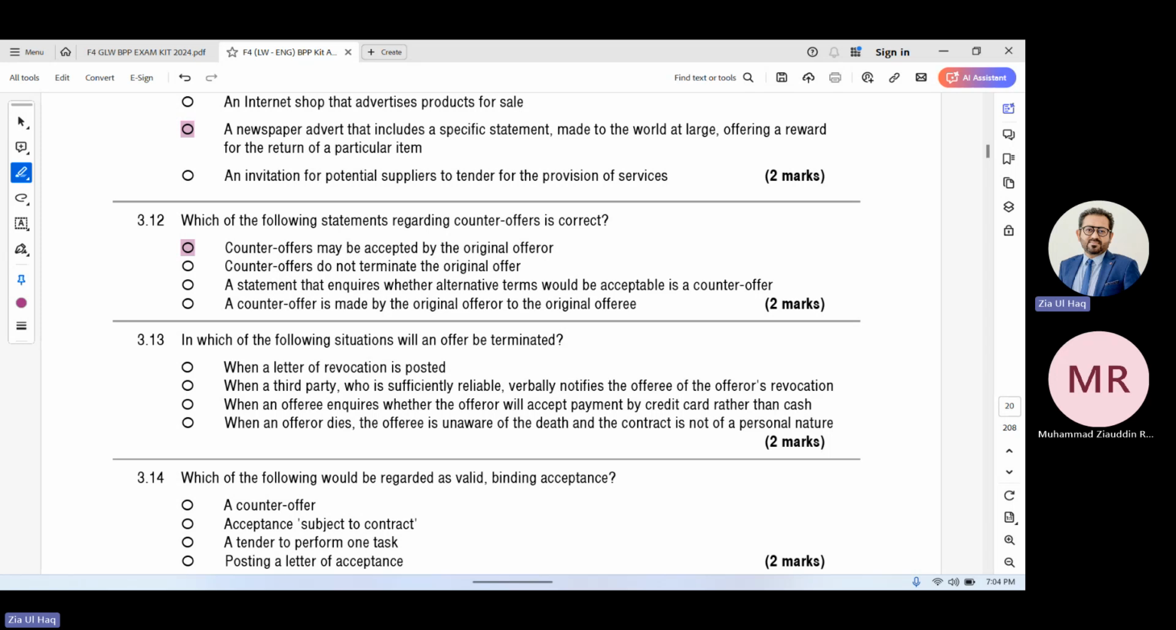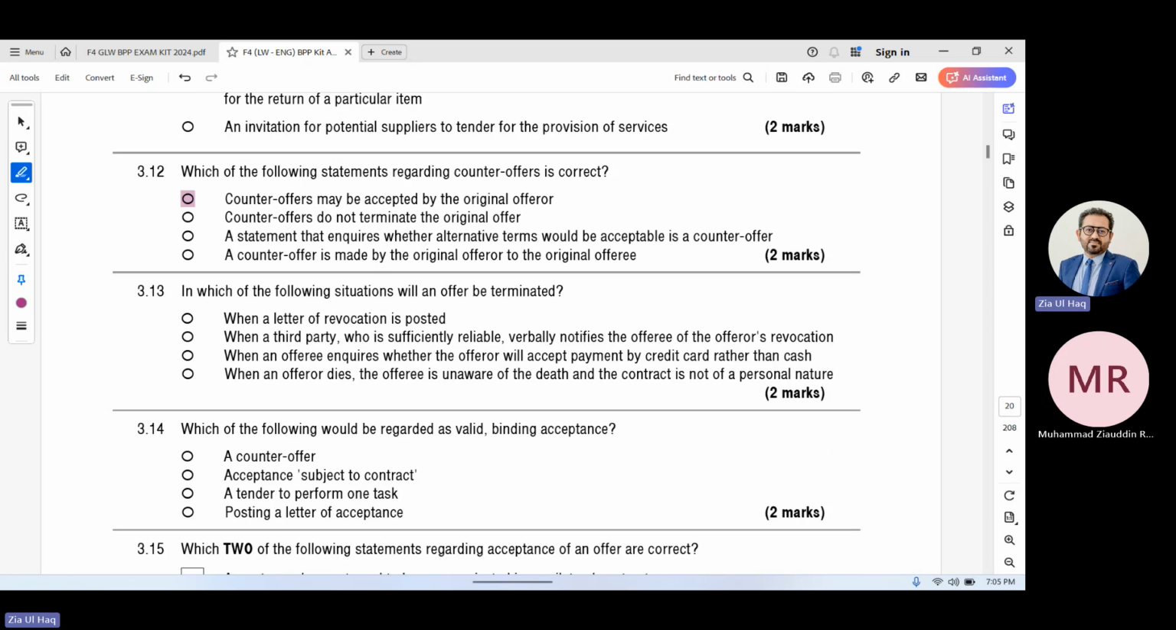3.13. In which of the following situations will an offer be terminated? When a letter of revocation is posted. No, the postal rule will apply in acceptance rather than offer or termination of offer. When a third party who is sufficiently reliable verbally notifies the offeree of the offer's revocation.